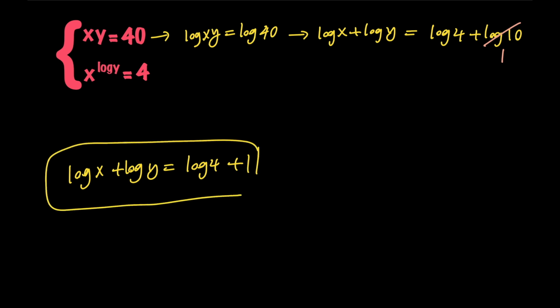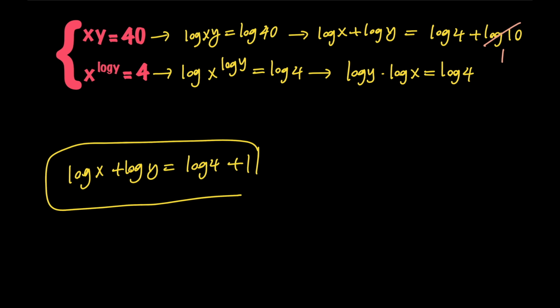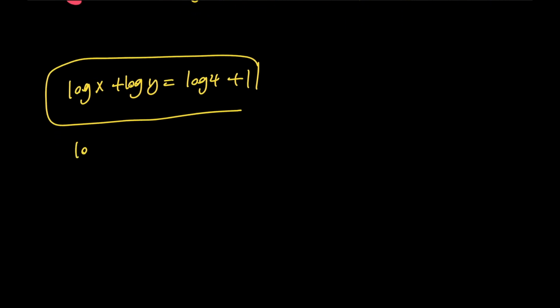Cool. Next, let's go ahead and take the log of both sides in the second equation. We're going to have log of x to the power of log y equals log 4. Now, if we use the power rule on the left-hand side, we're going to have log y times log x equals log 4. So we have log x times log y equals log 4.